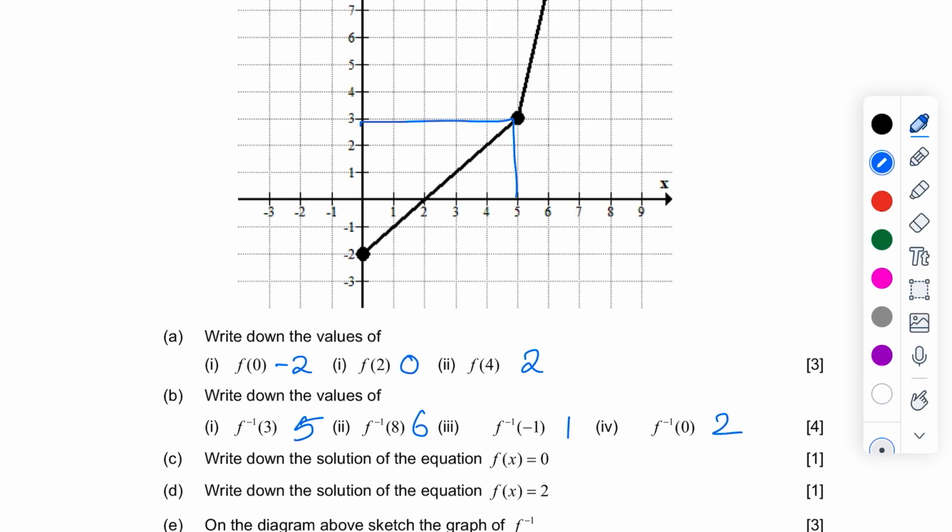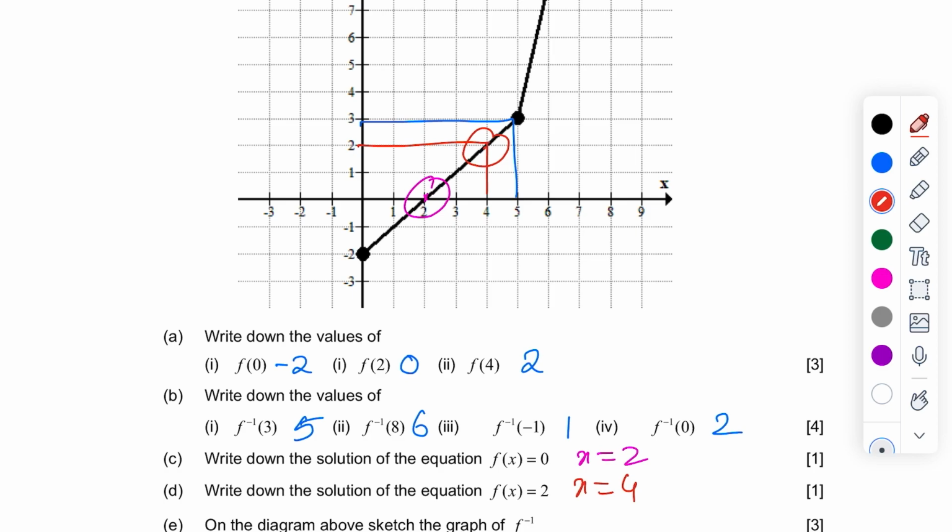Now f of x equals 0. When does it equal 0? At x equals 2. f of x equals 2. When does it equal 2? At 4.